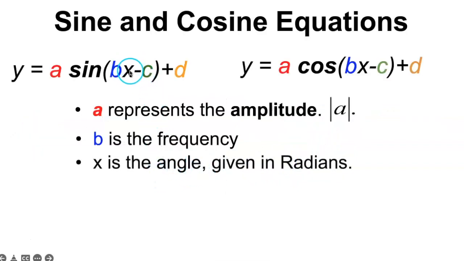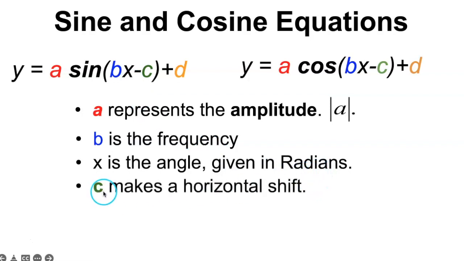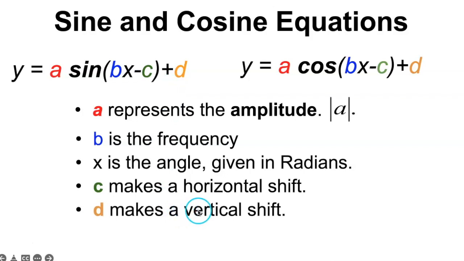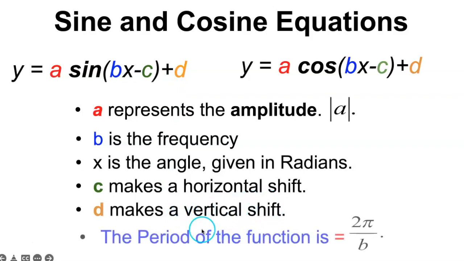X is my angle. And it will be given in radians, not degrees. C will tell me if my graph is moving horizontally, either to the right or to the left. D is going to be my vertical movement, up or down. And last but not least, the period of the function, which is very important. 2 pi divided by b. But what's b? The frequency. So this number will be given. And that's how I find the period of the function.